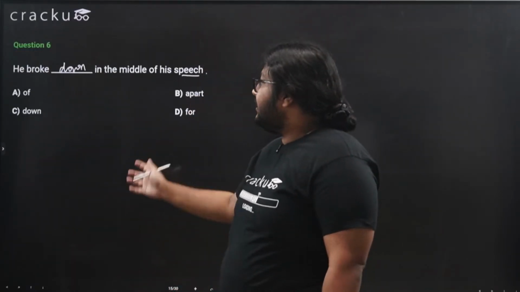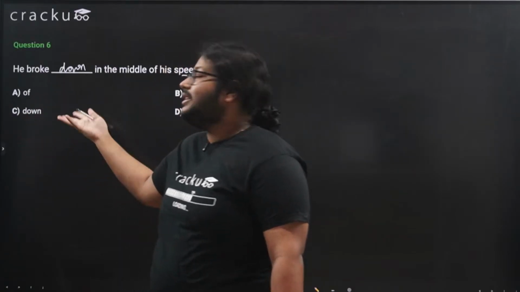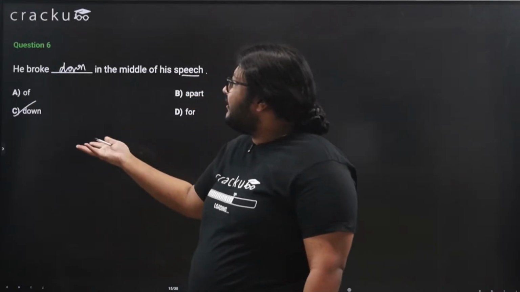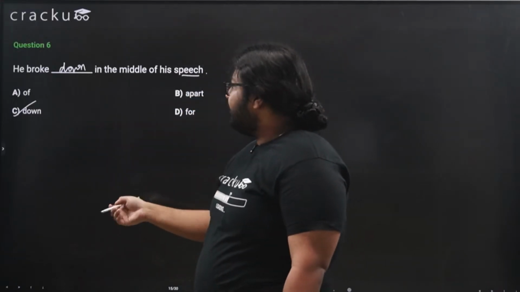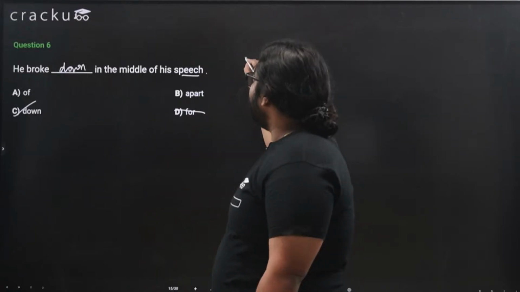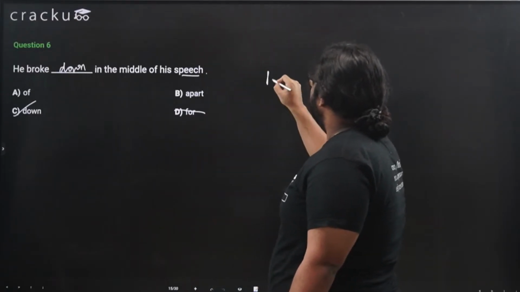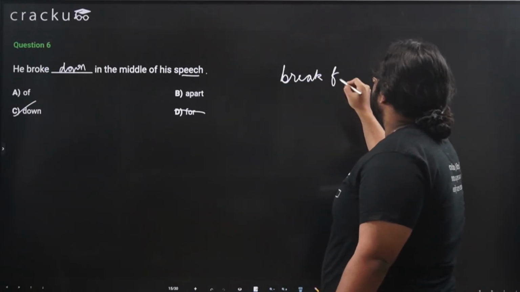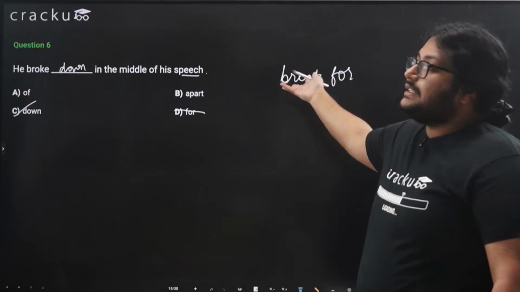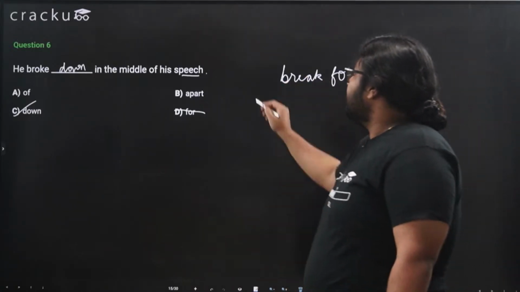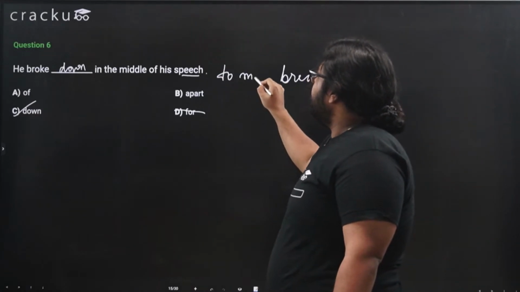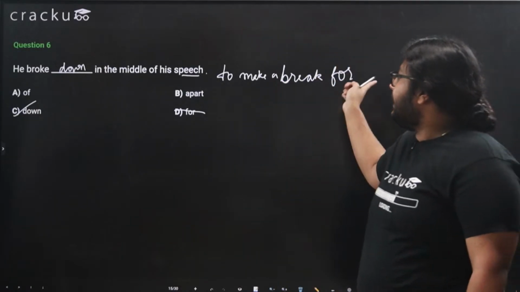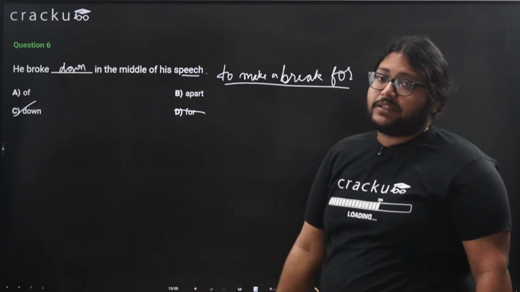So this is the only one that actually makes sense here. Option C should be the correct choice. Let's look at why the others are not correct. Broke for, to break for. Break for as it is doesn't make any sense. There is also something called to make a break for. That makes sense. But again, to make a break for means to run away from something.